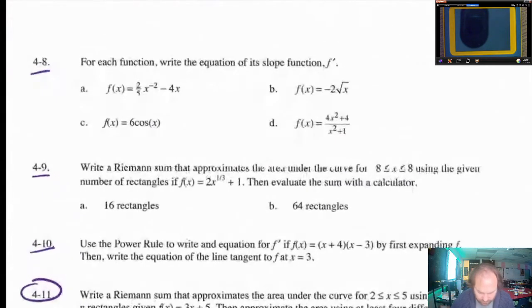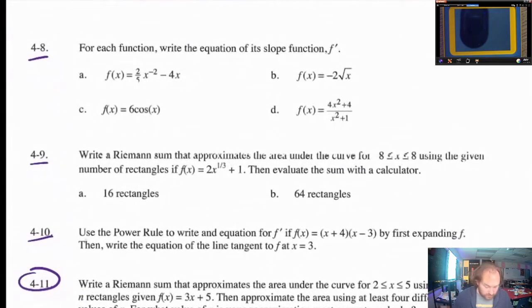4.8, for each function, we're going to write the slope function. We're going to find the derivative. So let's get into it. We're just going to use the power rule here a bunch of times. f prime of x in this first problem, let's see, -2 times 2/5 is going to be -4/5, x to the -3rd power, minus 4. And you could simplify that further if you wanted to, but I'm kind of beyond that at this point.